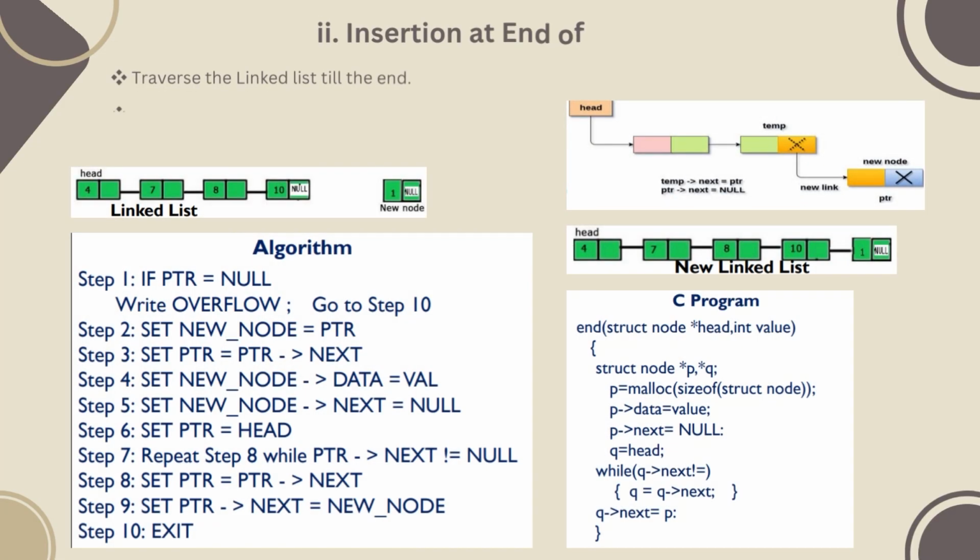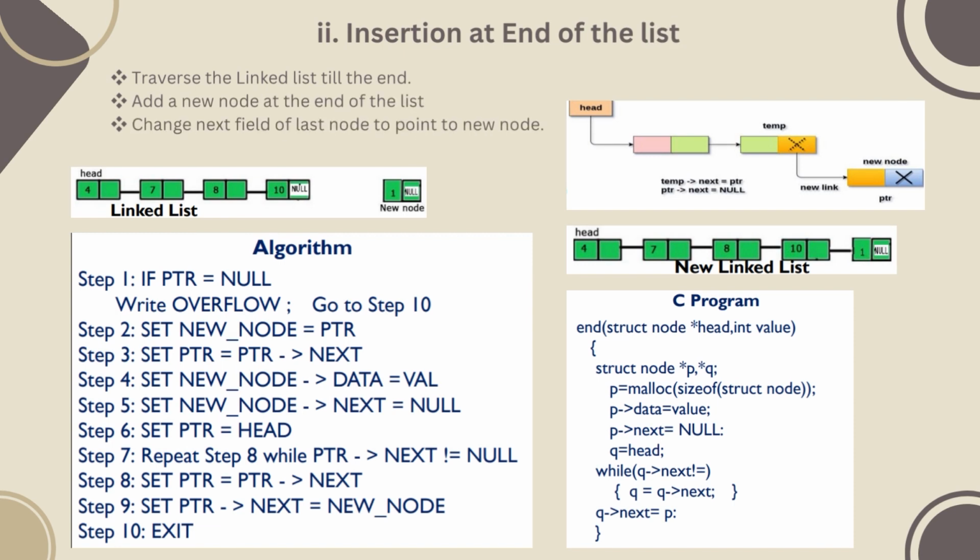Insertion at the end of the list. In the case of the linked list, traversing has to be done in a sequential manner. So, traverse the linked list till the end, till the pointer variable is null. Add a new node at the end of the list, change the next field of the last node to point to the new node, and set the new node address to a null value.